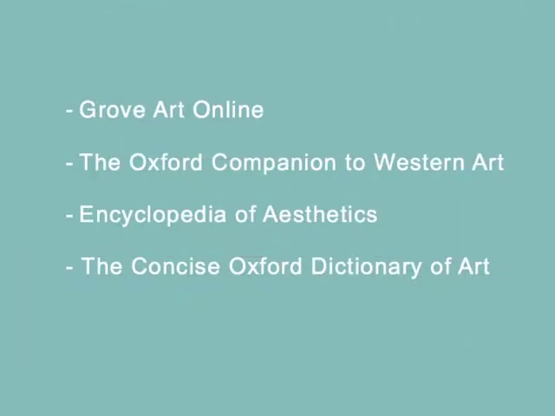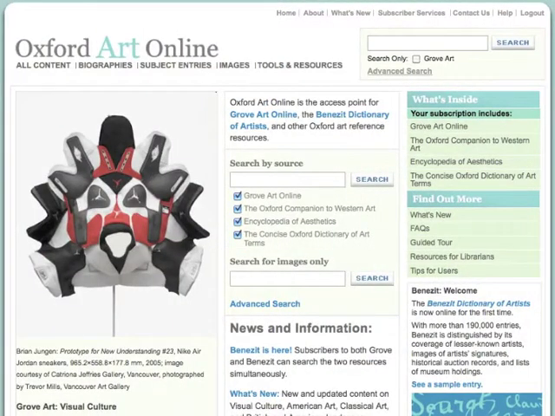Like a set of encyclopedias, Oxford Art Online consists of Grove Art Online, the Oxford Companion to Western Art, Encyclopedia of Aesthetics, and the Concise Oxford Dictionary of Art. Your institution may subscribe to Benezit Dictionary of Artists as well.